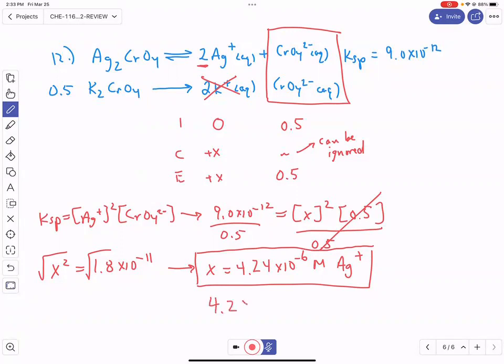So 4.2 times 10 to the minus 6 molar silver. Two significant figures, our concentration 0.50 is 2 significant figures. KSP is 2. My apologies.